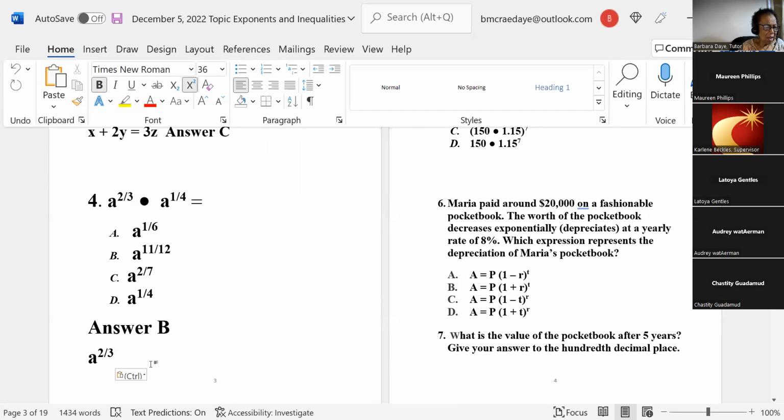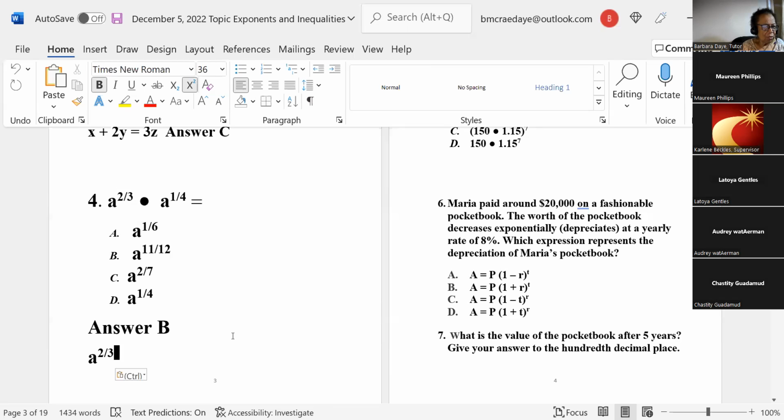What did you put as a denominator? The 3, a to the second power over 3. But didn't you convert that to something with a 12? Because 3 and 4, the least common denominator is 12, right? So 2 over 3 is what over 12? And a to the 1 over 4. Yeah, that's what I did. That's how we get the 12.